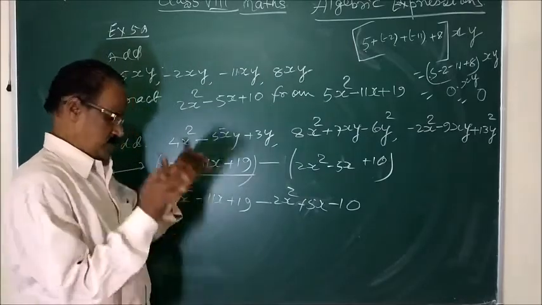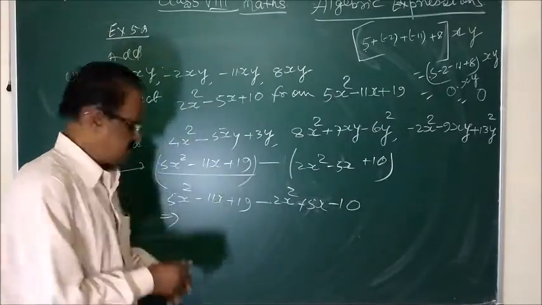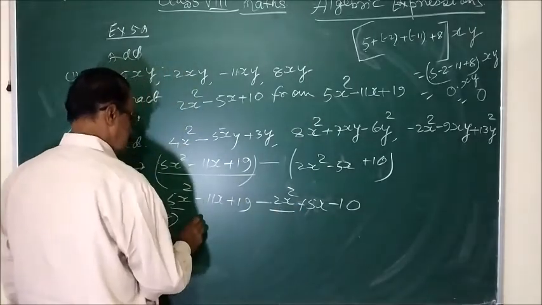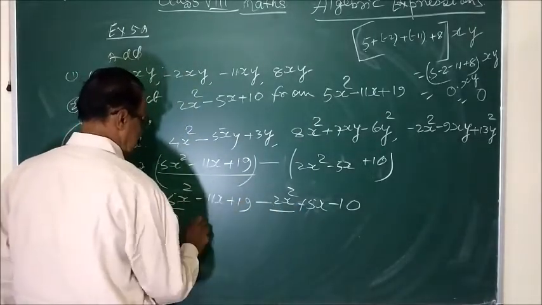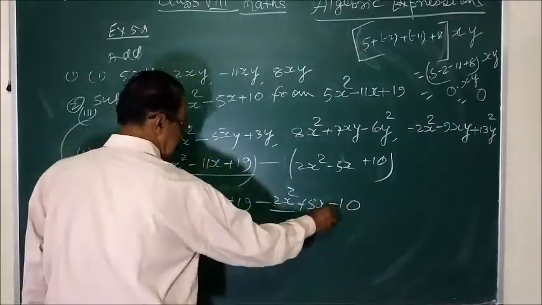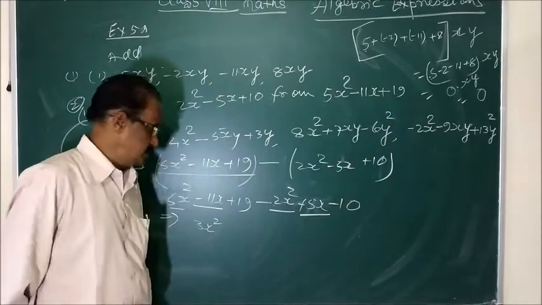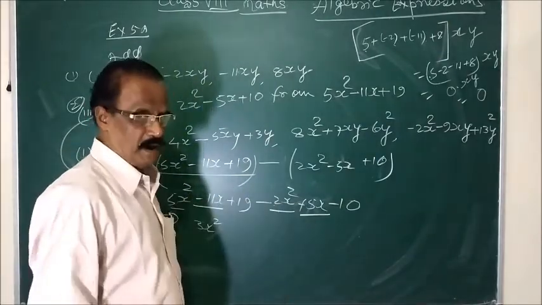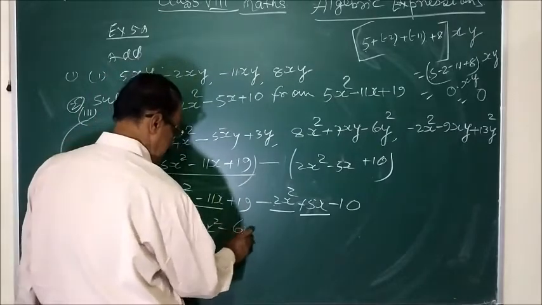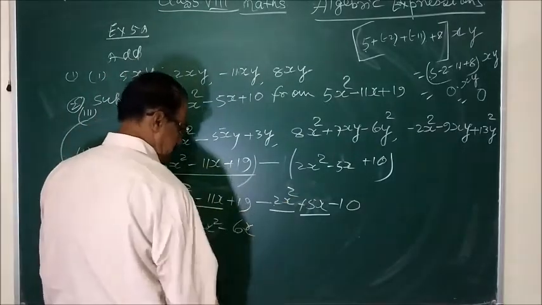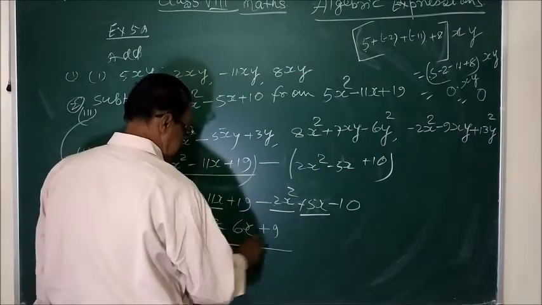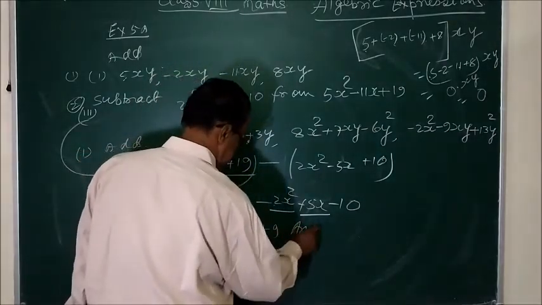Now you combine the like terms. 5x square minus 2x square, if you simplify, you will get 3x square. Minus 11x and the like term 5x: minus 11 plus 5, minus 6, so minus 6x. And plus 19 minus 10 will be plus 9. This is the subtraction process.